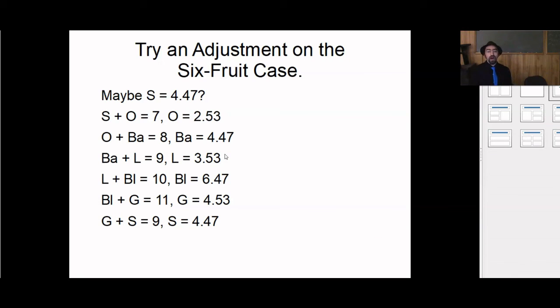So what happens if we try that adjustment procedure for the 6-fruit case? We know it works when the strawberries cost $3.47. If we adjust by 1, maybe the strawberries cost $4.47. Then we get the oranges cost $2.53, bananas cost $4.47, limes cost $3.53, blueberries cost $6.47, grapes cost $4.53, strawberries again cost $4.47. So again, the initial and final guesses match.